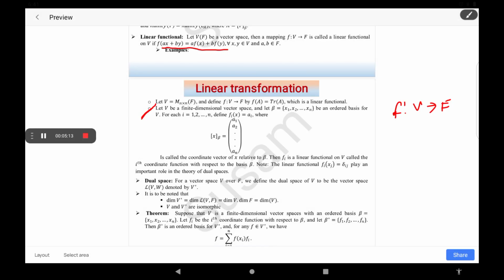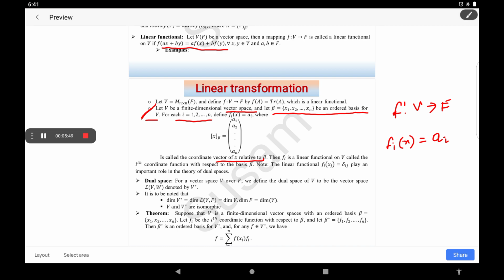So let's go ahead. Let V be a finite dimensional vector space and beta be an ordered basis for V. This ordered basis you now know if you have followed my earlier lectures. For each i from 1 to n, define f_i(x) equals a_i, where the a_i's are nothing but the coordinate vector of x relative to the basis beta.